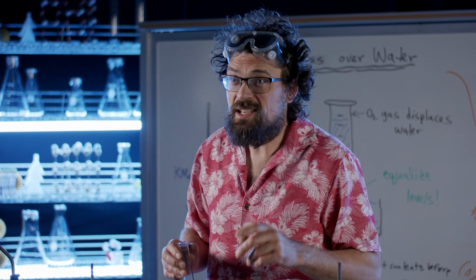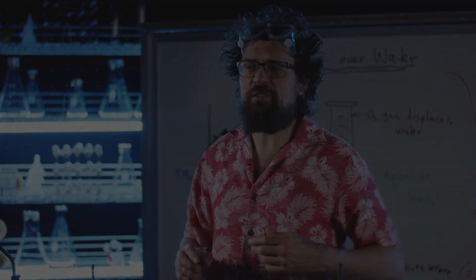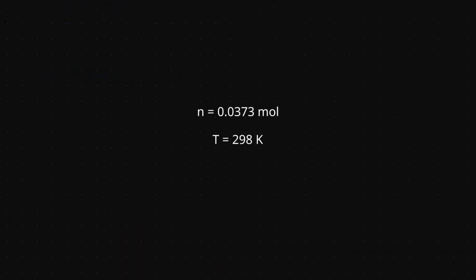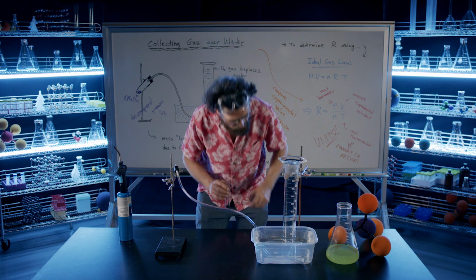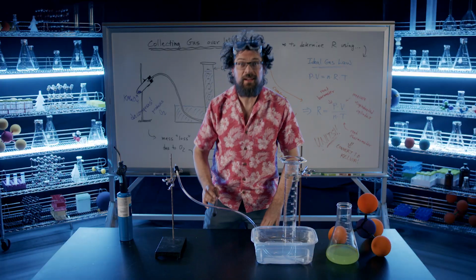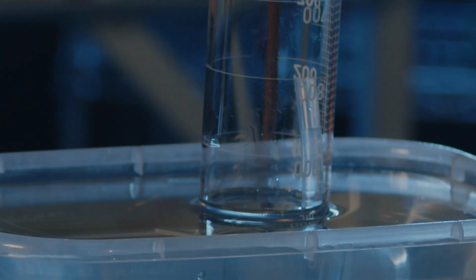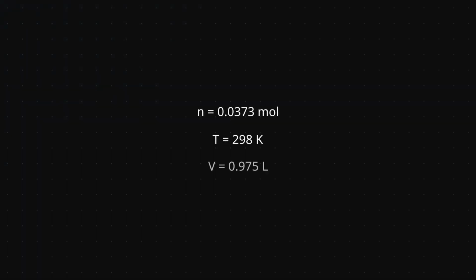The temperature of the gas is the same as the temperature of the water above which it's collected. We determined this by reading a thermometer. It was 25 degrees Celsius, that's 298 Kelvin. We can measure the volume of the gas using the gradations on the cylinder. Looks like it's about 975 milliliters or 0.975 liters.